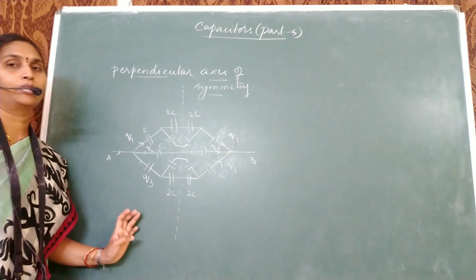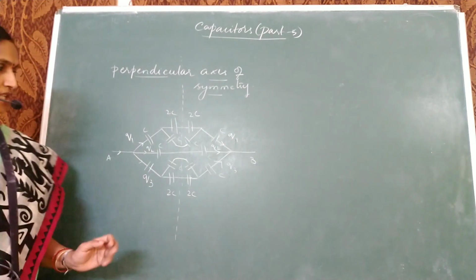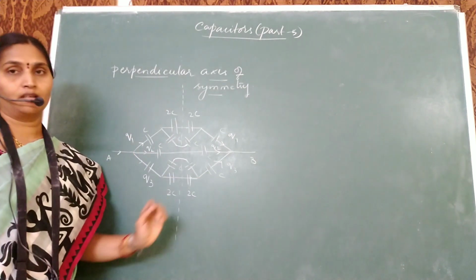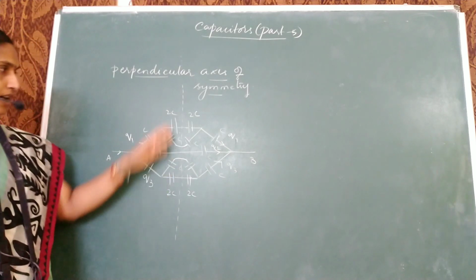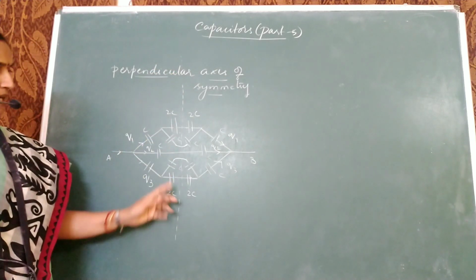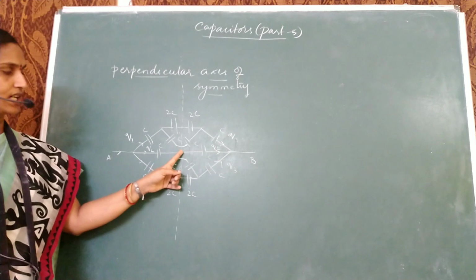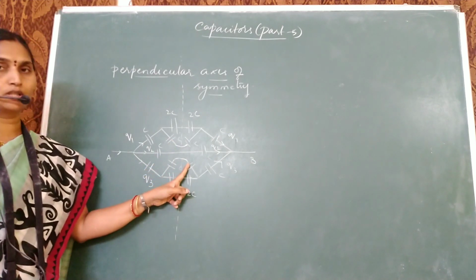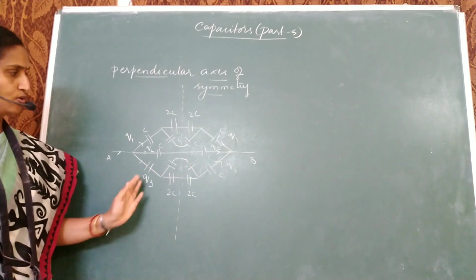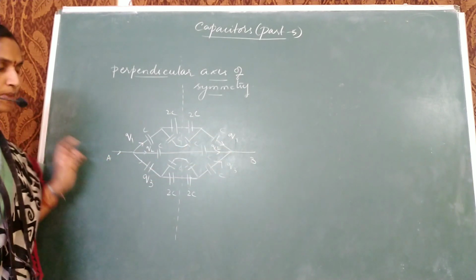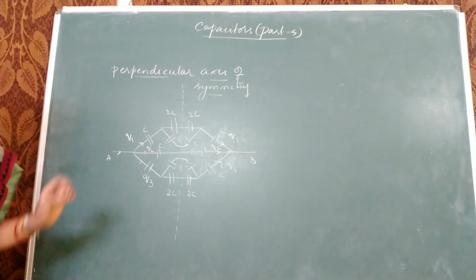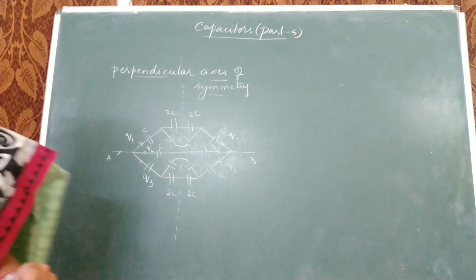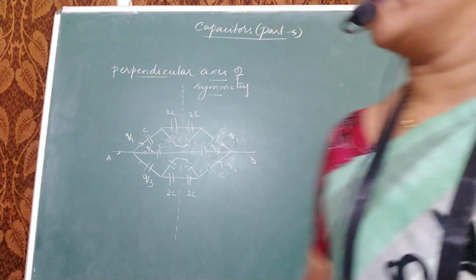So what did we do in perpendicular axis of symmetry? We have checked whether left and right parts are mirror images of each other or not. After that, this line which is passing through the junction, we have cut the junction, connected the upper two capacitors and lower two capacitors. And once you do this, the circuit becomes simpler now. After cutting the junction, look at how the circuit looks after modification.